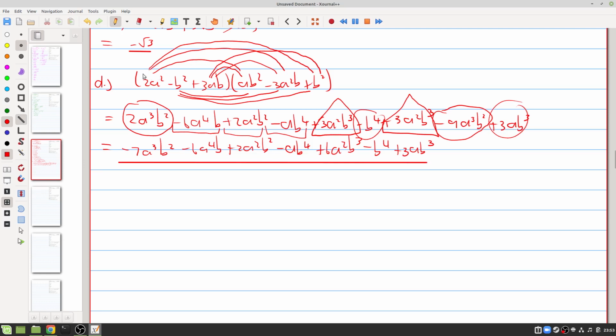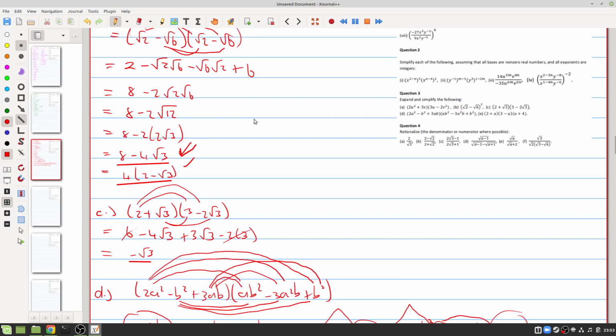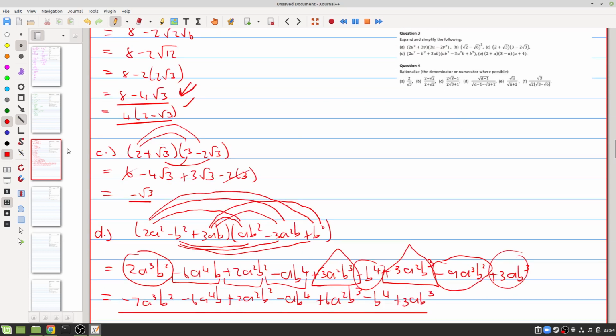Just apply the same idea. Take every term and multiply it with every term in the other bracket, and then you collect your like terms, and that's it. Okay, that was number D, and then E.